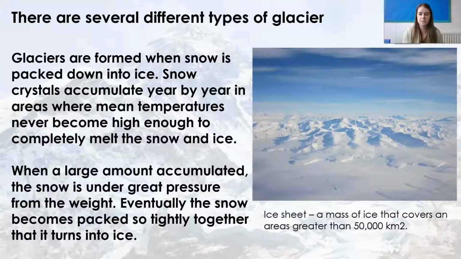It becomes solid. Now, this is an example of an ice sheet. Okay, so it's a massive, thick layer of ice that covers areas that are greater than 50,000 kilometers.